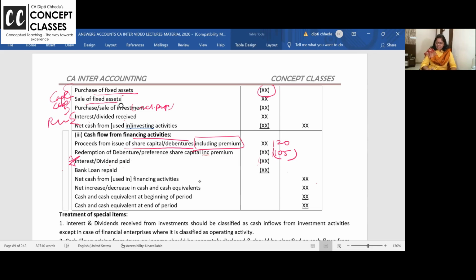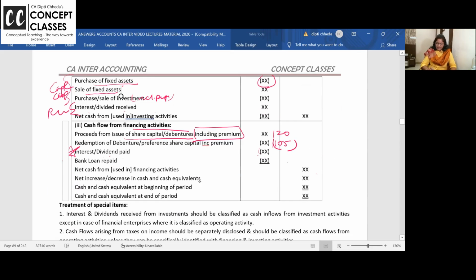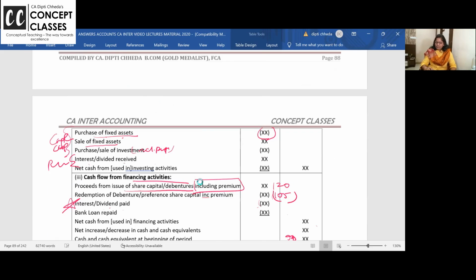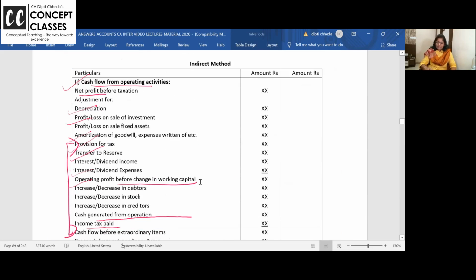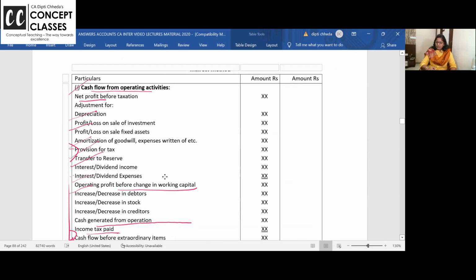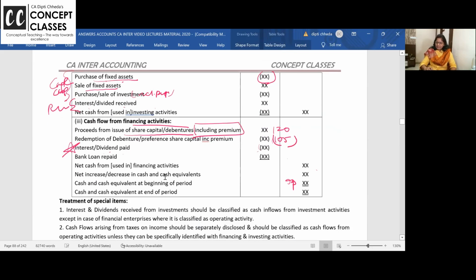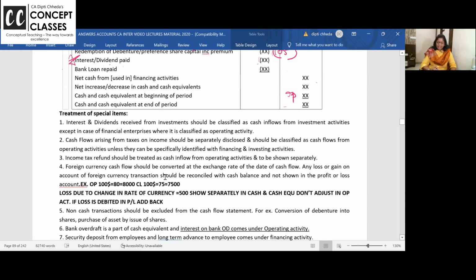Now increase or decrease in the cash and cash equivalent. Add opening cash. Opening cash में जो भी change हो रहा है ना ये तीनों activities में से cash flow statement, operating activities, whatever change is happening, okay, in the opening you take it and then you get the closing. ठीक है? Interest and dividend received from investment should be classified as investing activities, except if it is a bank.